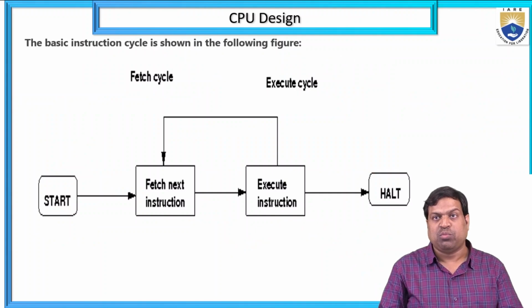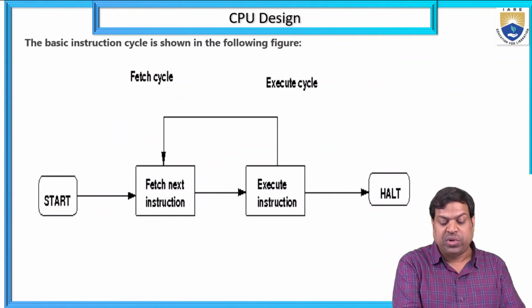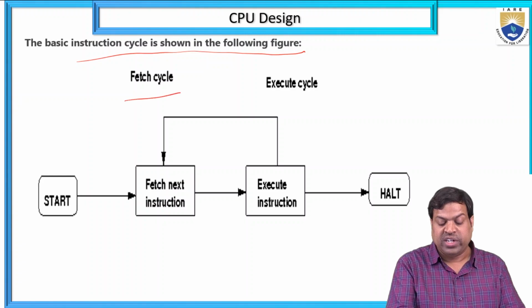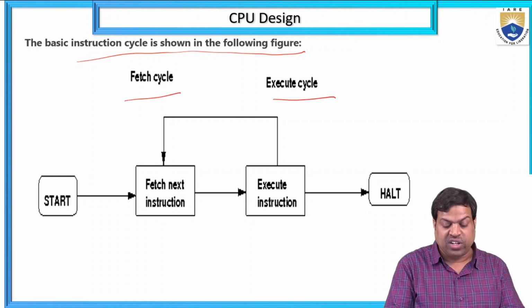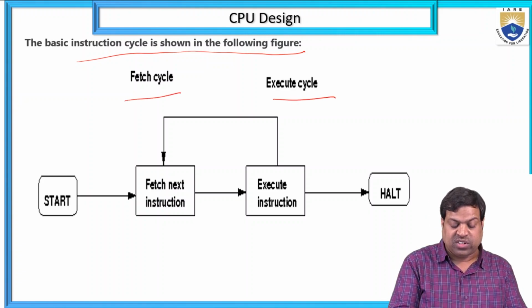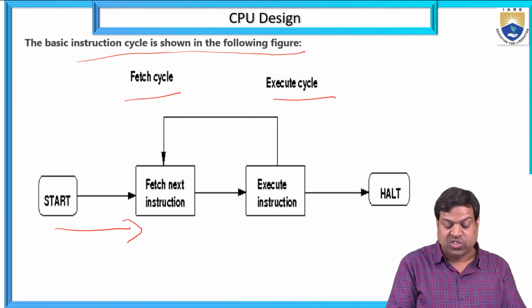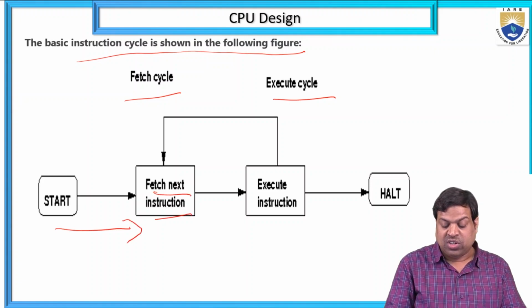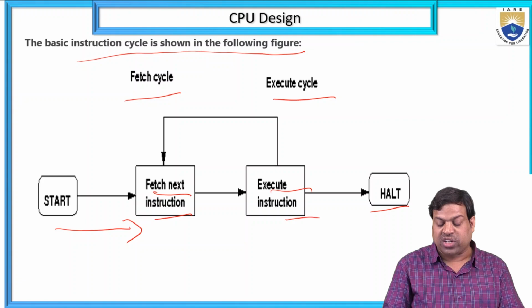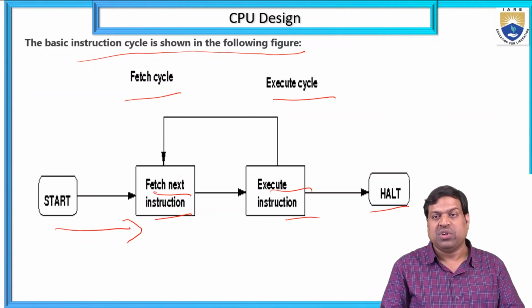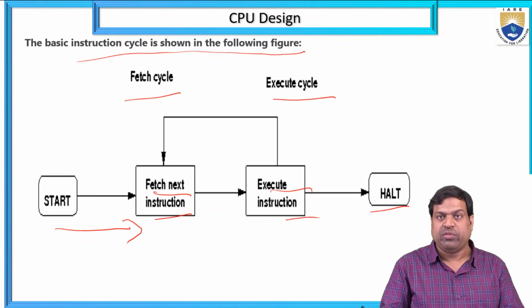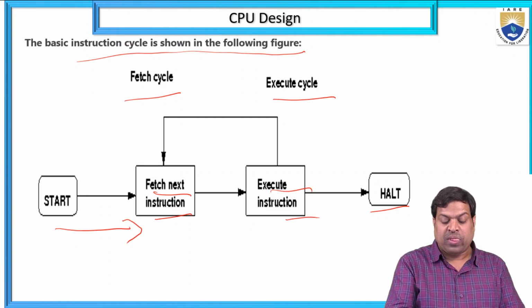And it is one example of CPU design with the basic instruction cycle of the following. It is a fetch cycle and an execution cycle. Fetching means finding where the data is. Start means first, where is it going on. Fetch next instruction. Execute instruction. Next, halt. It is waiting for output. Halt means it is waiting some time for execution. So after that it will get the output. So first one is fetching, after that executing.